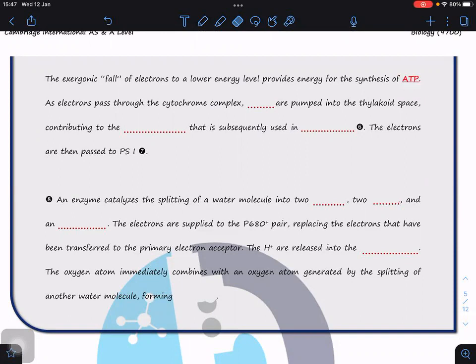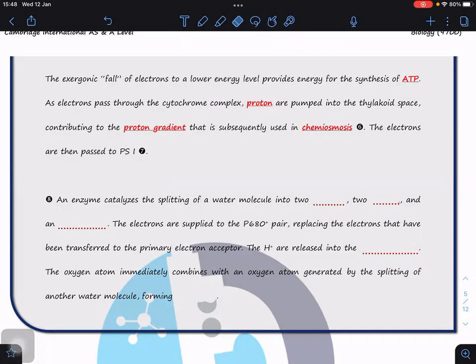So as electrons pass through the cytochrome complex, the cytochrome complex is again an electron carrier. Protons are pumped into the thylakoid space, contributing to the proton gradient that is subsequently used in chemiosmosis, and this electron now passes to PS1. PS1 receives the electron now.